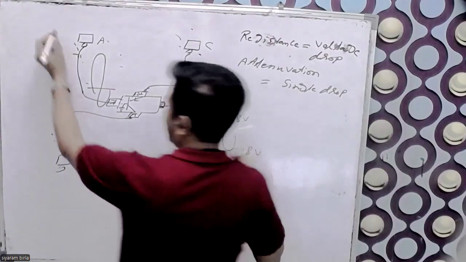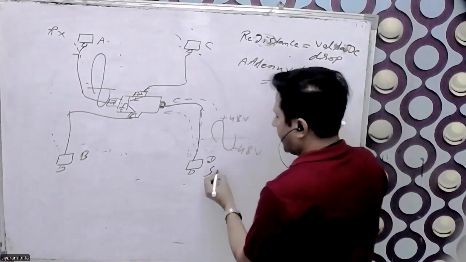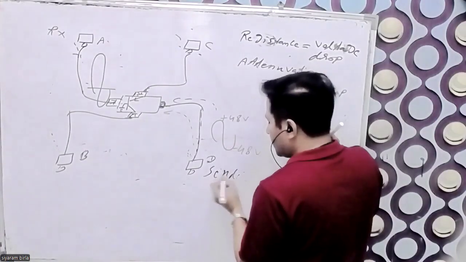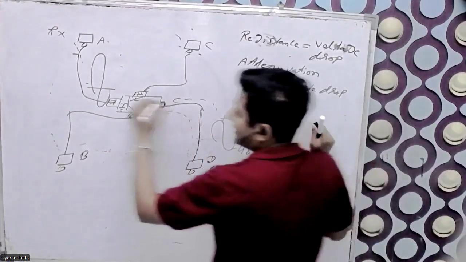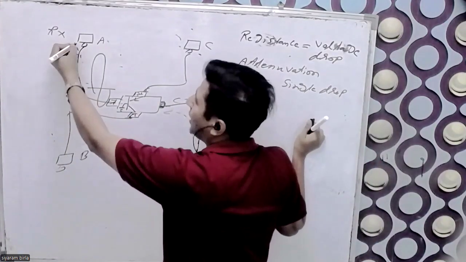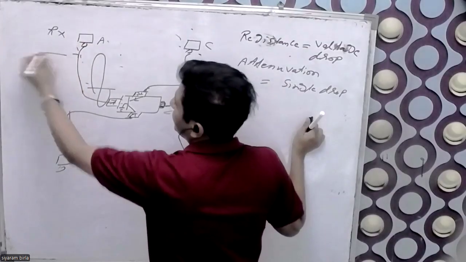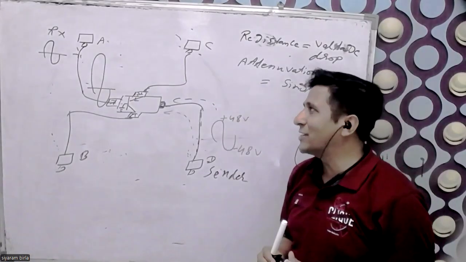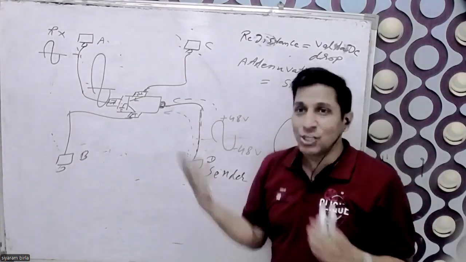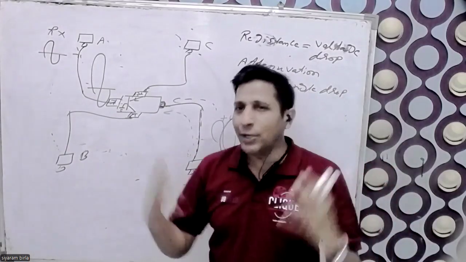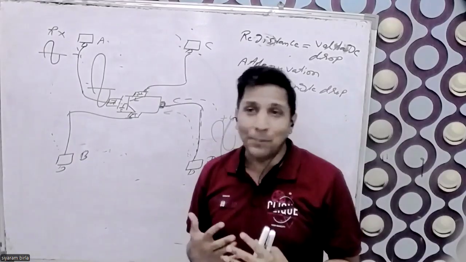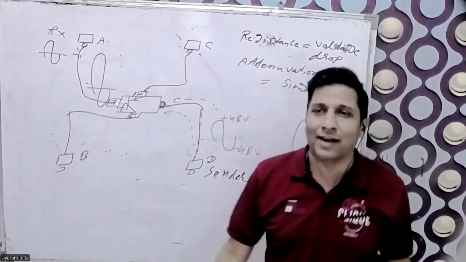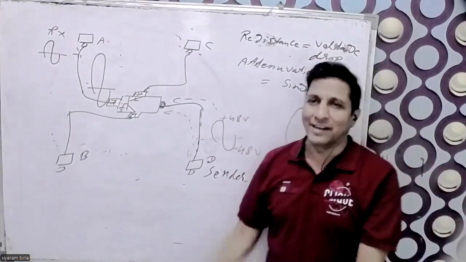And suppose this is the receiver, and this is the sender. So the sender sends plus 48 to minus 48 volt. Once it reaches the receiver, the signal strength will not decrease. It will increase definitely, because this device, this box, increases the amplitude of the signal strength. So the increased signal reaches the receiver, and the receiver receives the proper signal.